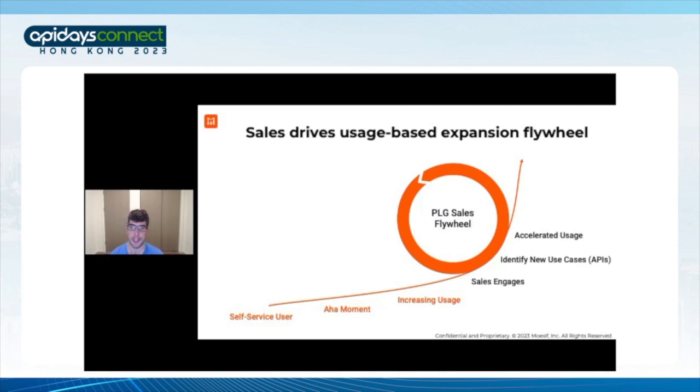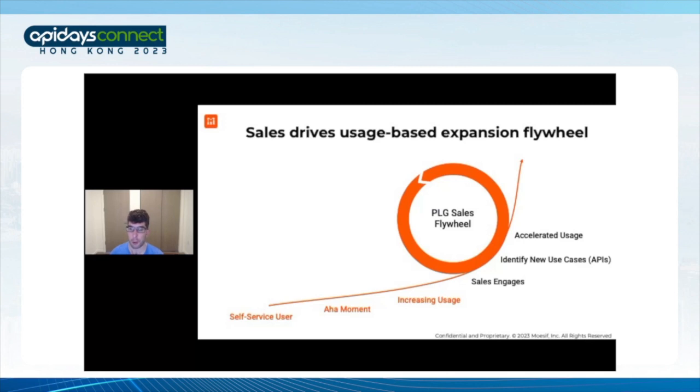But then sales engages. Now that they identify this developer somehow deployed their application to production, they start working with them to identify new use cases. So this might allow them to increase the volume of text messages that they're sending through the platform due to additional applications that they need, or it might be additional functionality. They already have text messaging set up. Now they could go integrate the voice API or the fax API to continue to increase that engagement.